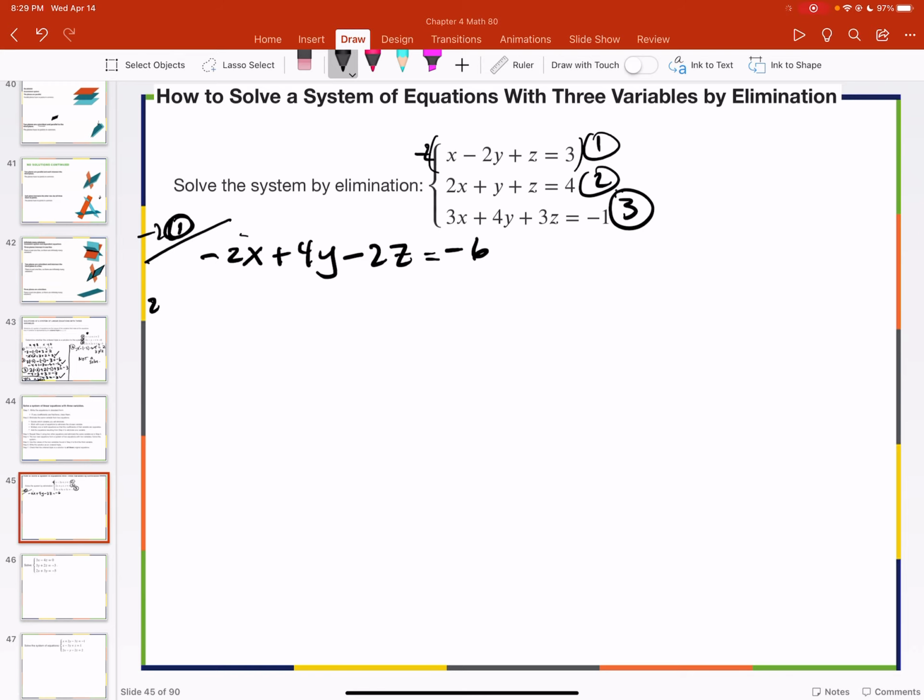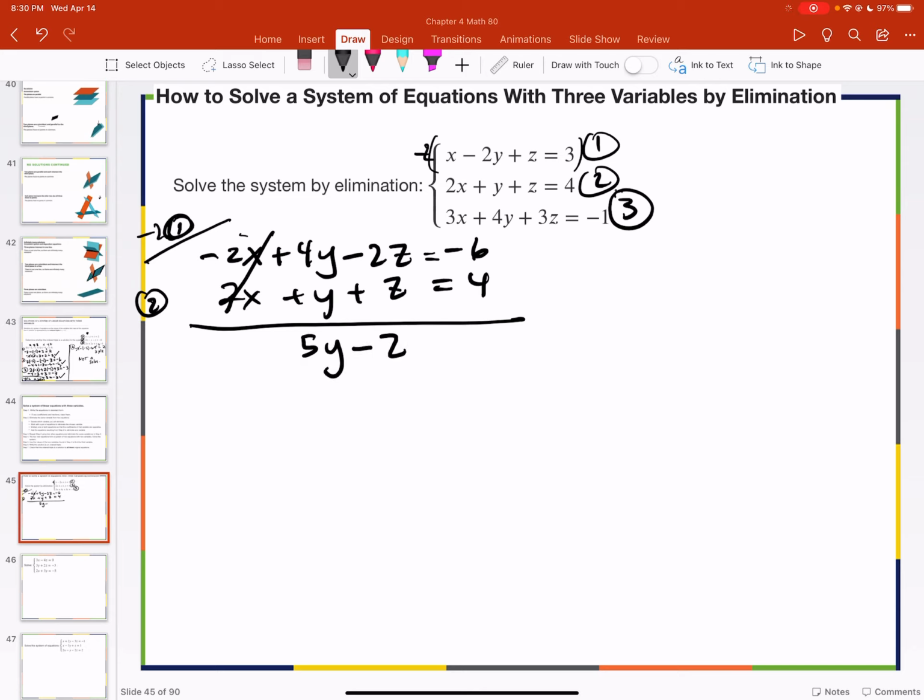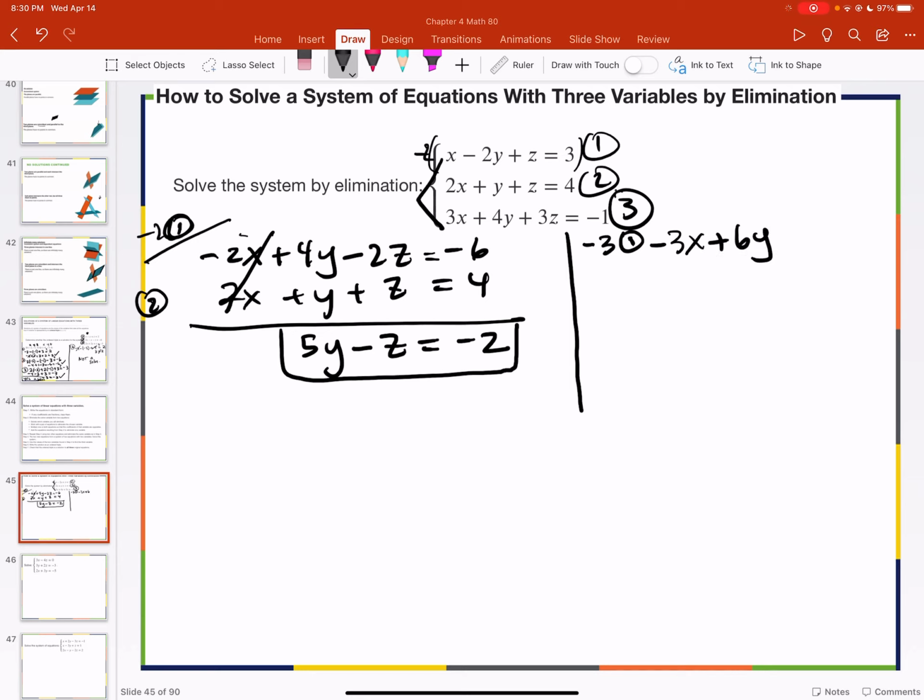And then we're going to add that to the second equation. We have 2x plus y plus z is equal to 4. So then these will cancel when we add them together. We get 5y minus z is equal to negative 2. And then we leave that here. So now we're going to take two other ones. I'll pick 1 and 3, and I'm going to eliminate the x again. So I'm going to take the first one and multiply it by negative 3 this time. And I'm going to get negative 3x plus 6y minus 3z equal to negative 9.